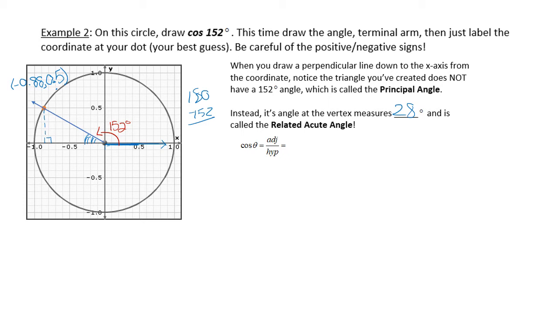But the original question asked for cos of 152. So cos of 152. Remember that cos is adjacent over hypotenuse.